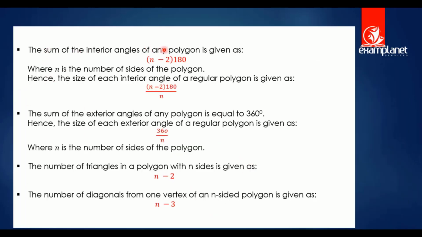Now note this: the sum of the interior angles of any polygon is given as (n minus 2) times 180. That's how to calculate the sum of the interior angles of any polygon, where n is the number of sides of the polygon.